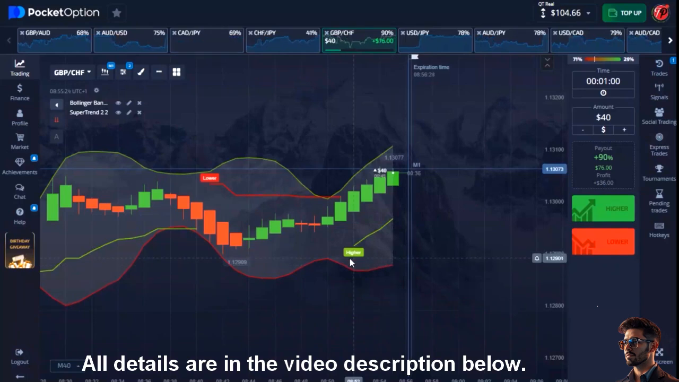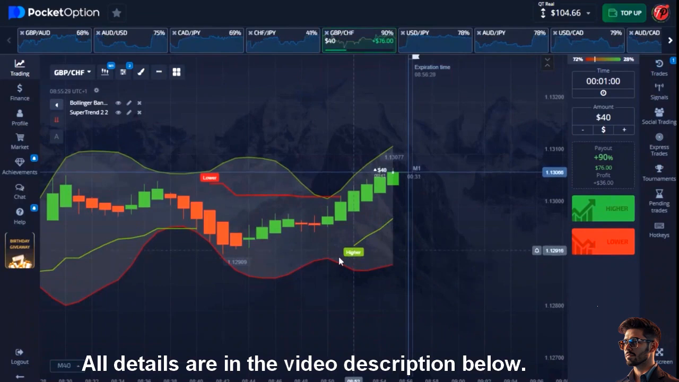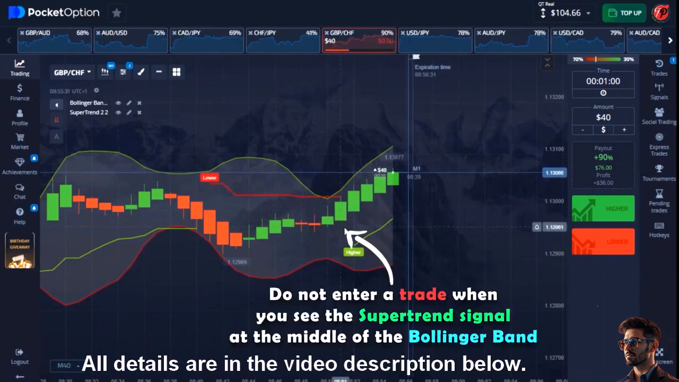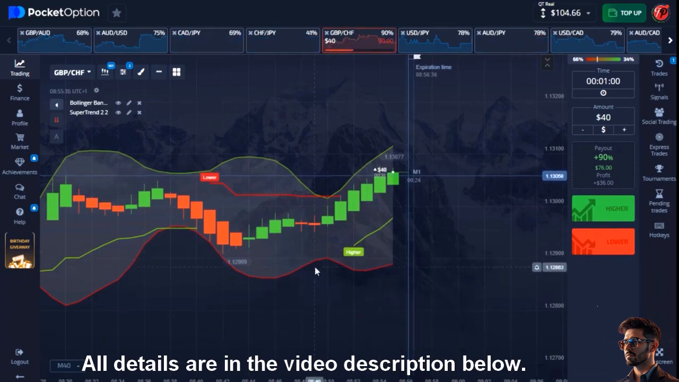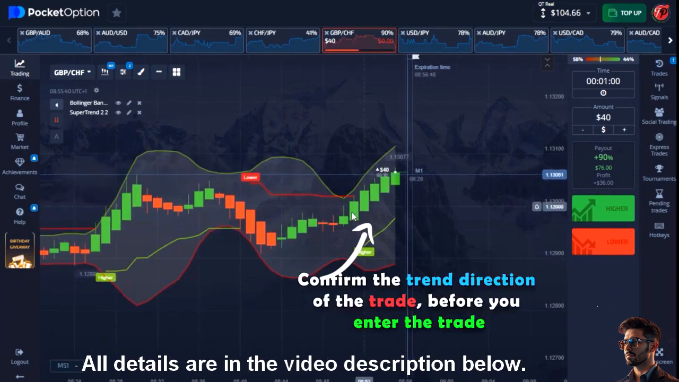All right, make sure that your super trend is actually very powerful in a very strong oversold position. If you have your super trend at the middle of the Bollinger Band, do not enter the trade. Always make sure that you're having it very close to the downline of the Bollinger Band. So that's the number one thing. The second thing is to make sure that you confirm the trend. It's very important that you confirm the trend.